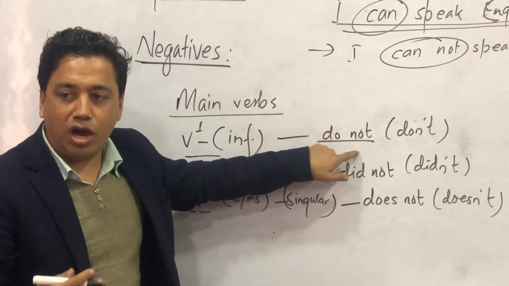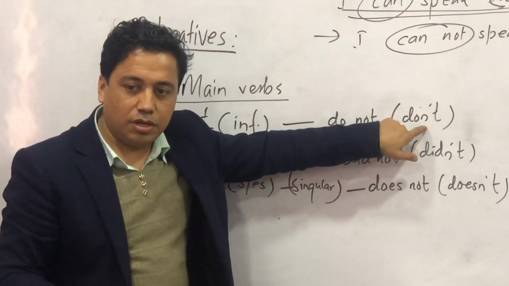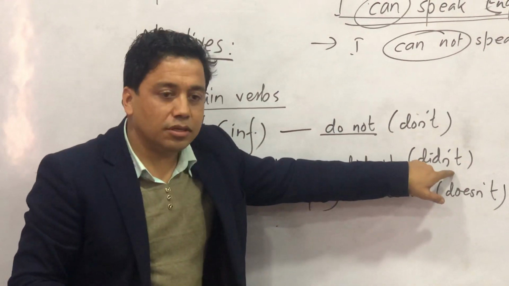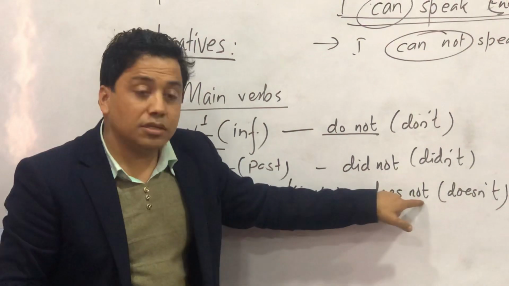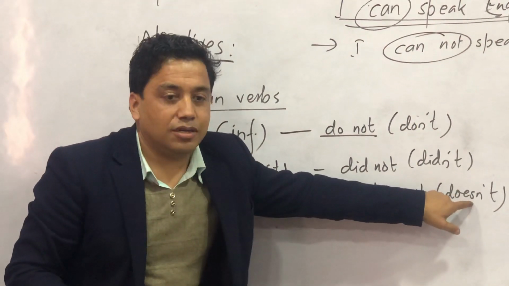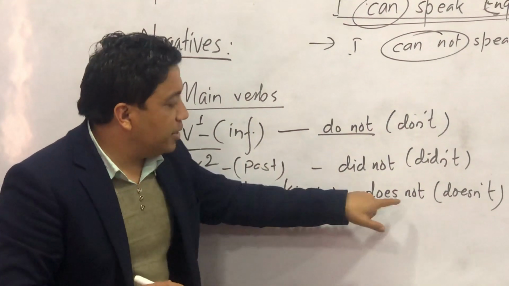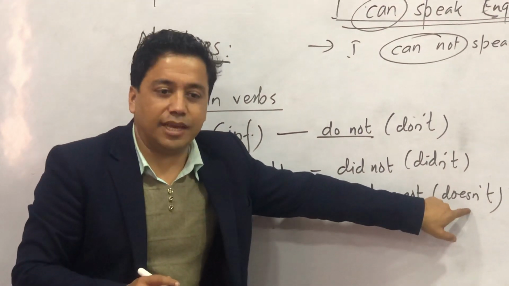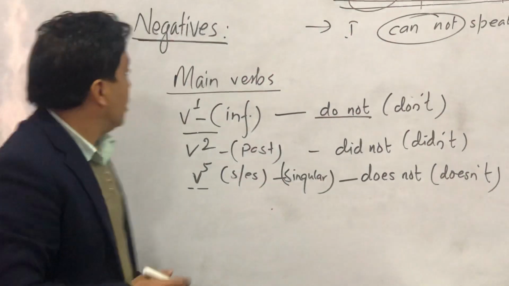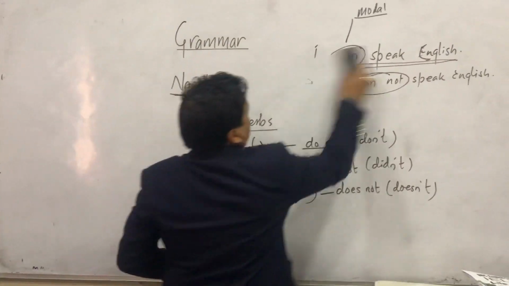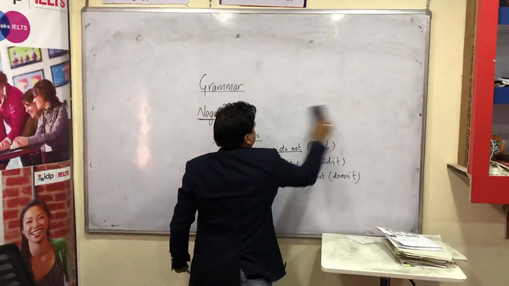Say everybody, do not, don't. Did not, didn't. Does not, doesn't. You don't have to say doesn't. No, not that. You can simply say doesn't. Say again, doesn't. Okay. Now I would love to give you some examples of this kind of negatives, right?